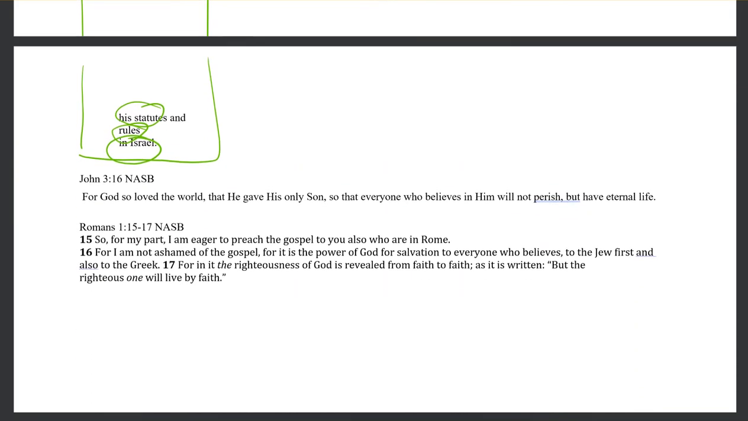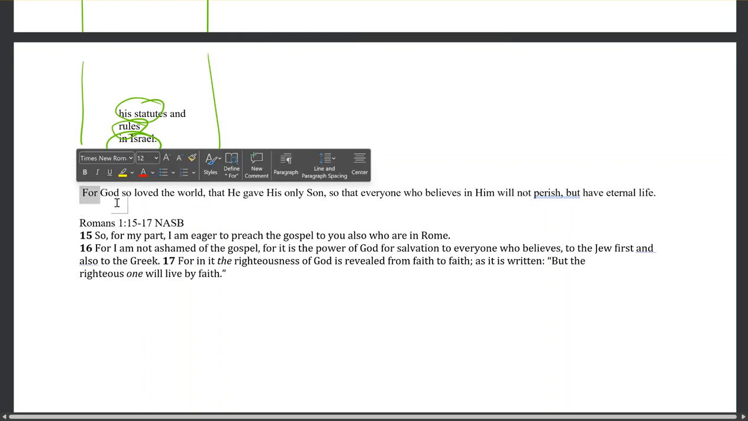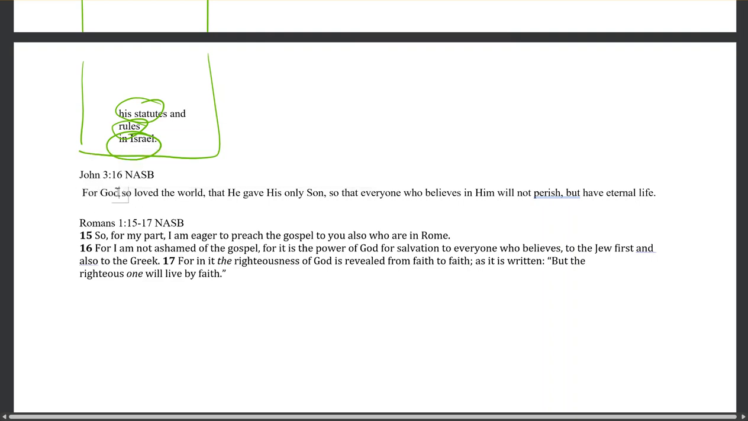Okay, now let's look at another example real quickly. For God so loved the world. And this for here also is a because. Because God so loved the world. To understand this passage in context, obviously, you're going to see what Jesus was saying to Nicodemus prior. This is part of Jesus' conversation with Nicodemus. For God so loved the world that.